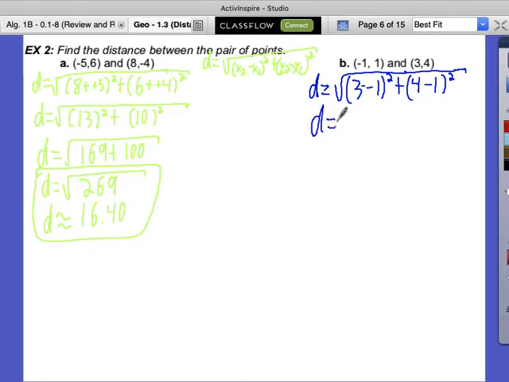Now, if you have these in a different order, is that a panic? No, perfectly okay. The important part is you have your x's together and your y's together. You cannot mix the x's and the y's here, okay? So what happens with 2 negatives in a row here? Keep change. They'll become positive. What's 3 plus 1? 4. 4 squared plus, what's 4 minus 1? 3 squared.